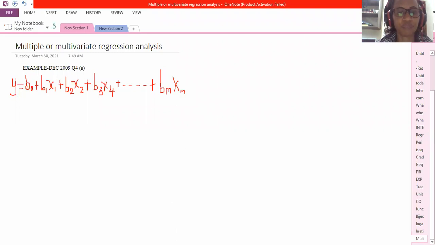Okay. Now I have a question that I would wish us to go by, which will act as our example. In December 2009, hope all of us can be able to see the past paper. Question number 4, part number A. I read through the question. A consultancy firm carried out a survey to determine the level of job satisfaction among the employees of a given company. A multiple regression analysis was done, and the results were as follows.